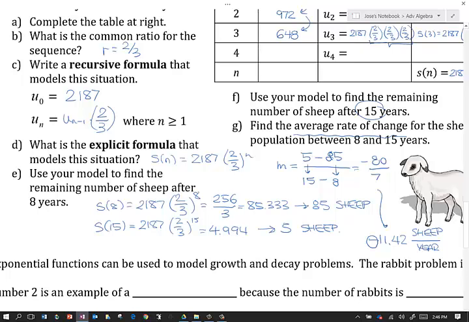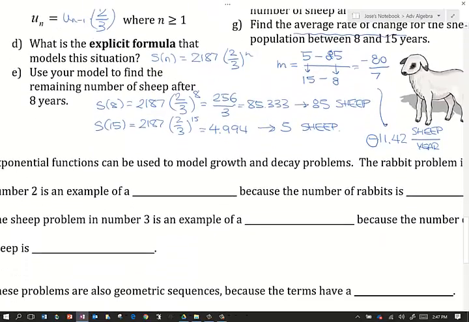And remember, this average rate of change doesn't mean that every year he was losing 11 sheep. That's an average on years 8 through 15. He was losing more sheep the first year, he was losing less sheep the last years.